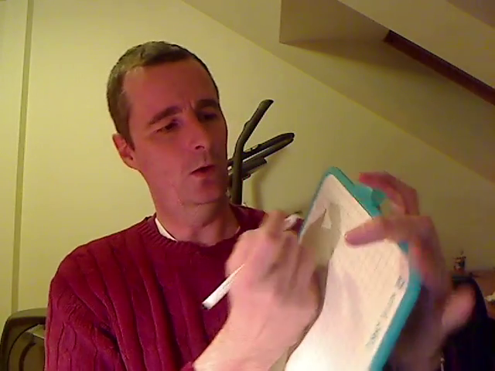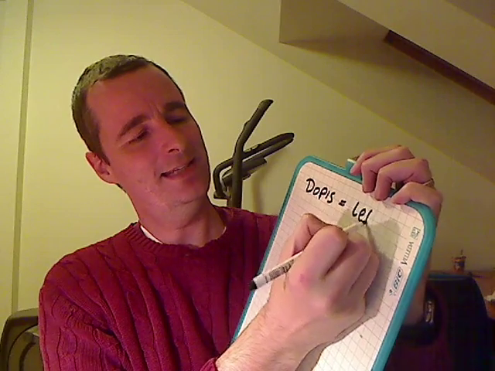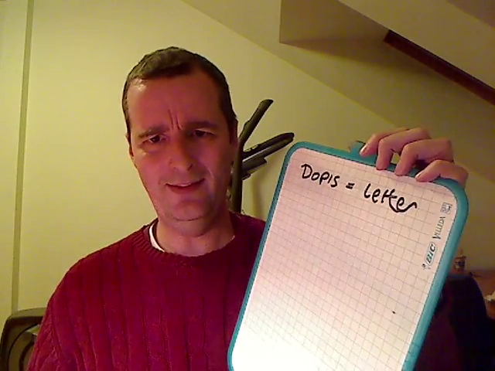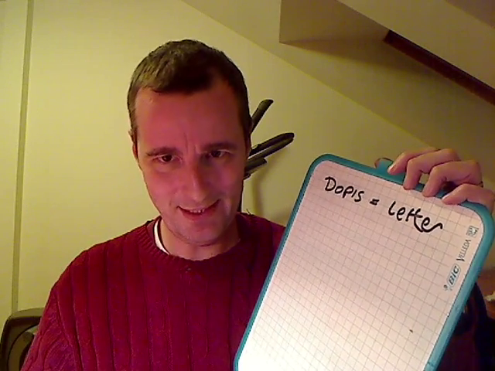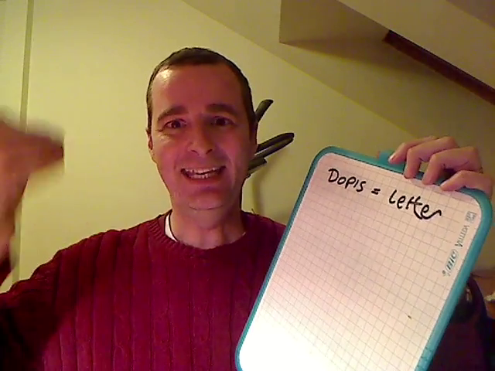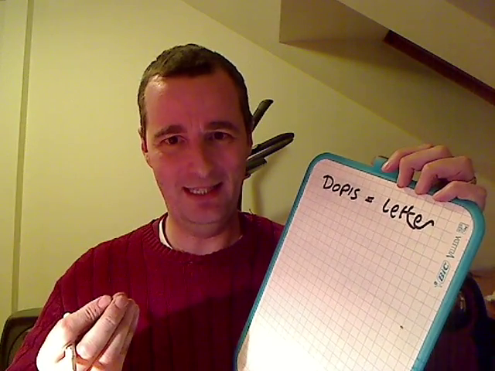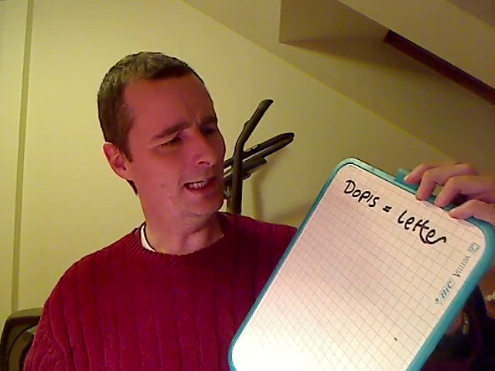So I'll take my board like this, and I'll go, oh, so dopis equals letter. Now, what kind of letter was that? And I speak to myself out loud like this, asking myself questions, and I found this is really helpful. If I articulate the questions my brain's asking me, it stops me from suppressing them. I sort of get them out there. So, what kind of letter is that?